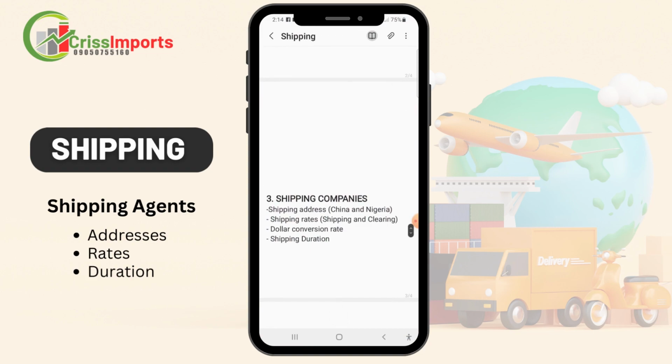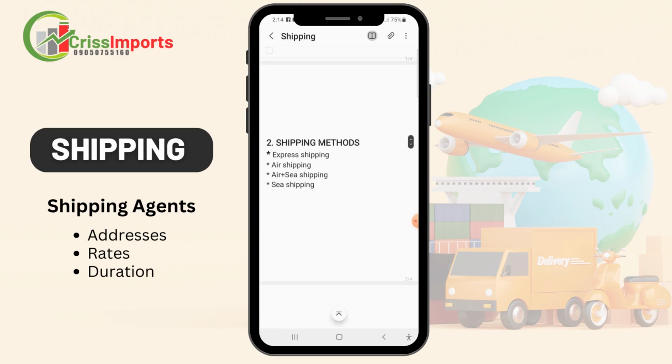So now we know that this company, if I want to ship 10 kg, they are cheaper than Skyjet. Skyjet will charge me 60,000, while these people will charge me 54,000. So I'm going to save 6,000 by using them. So you check all these things.